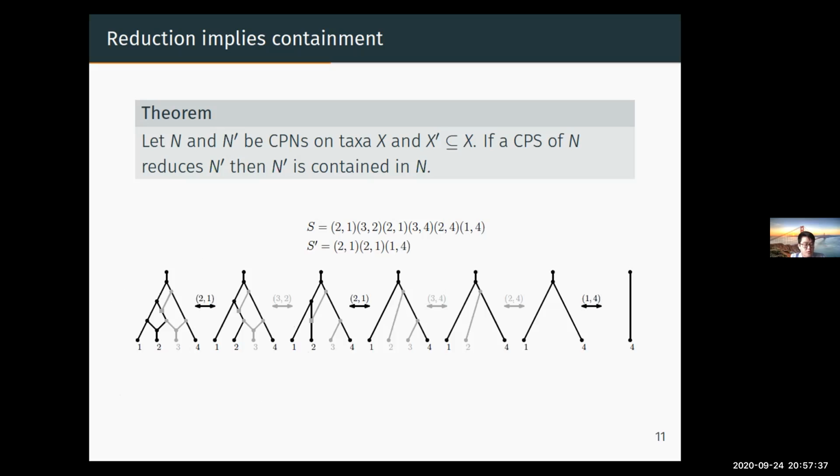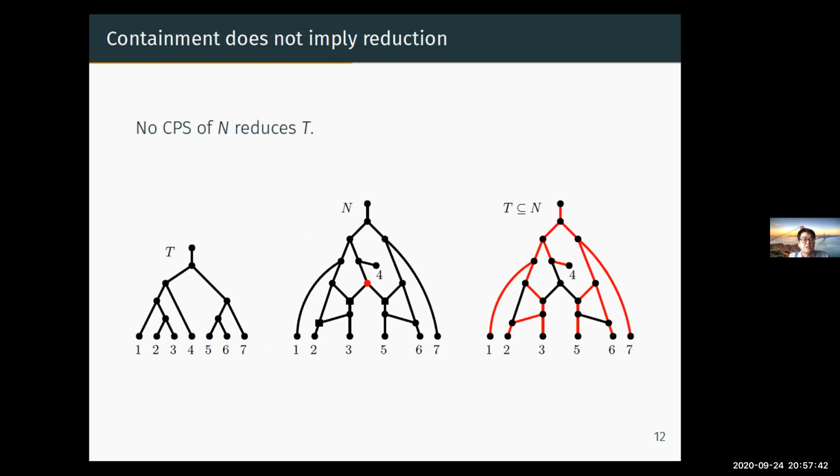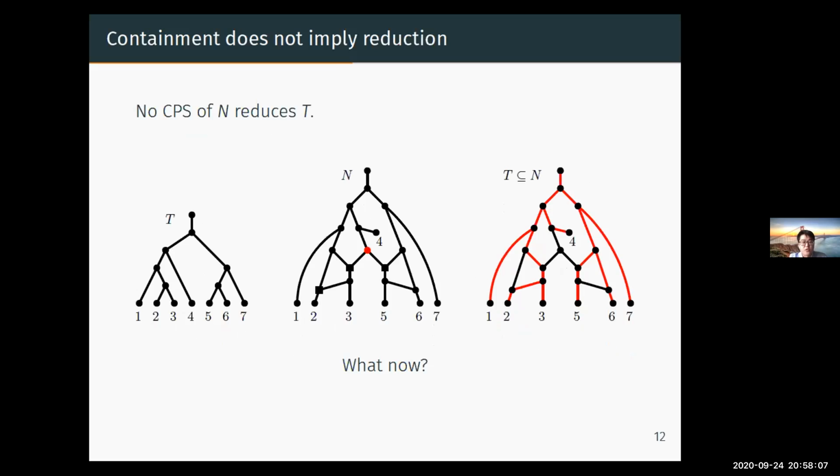So the important question is: is the converse true? Unfortunately, it's not, because you can have this tree T and this network N, and T is contained in N. You can see this by looking at the red edges, but no sequence that reduces N will reduce T. I won't go over why, but for those that are curious, I can explain it maybe after the talk. So what now?